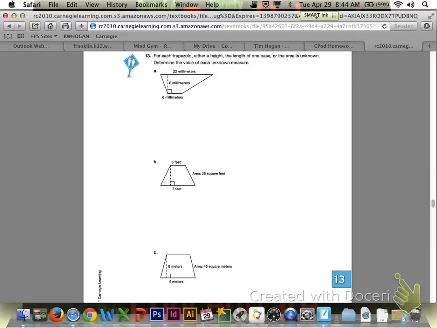If we turn to the top of page 869, using that formula now that we know to find the area of a trapezoid, go ahead and answer number 13, A, B, and C. This is very similar to what we've done in the last couple of lessons. This time it says for each trapezoid, either a height, the length of one base, or the area is unknown. Determine the value of each unknown measure. Go ahead and do that with your group members.